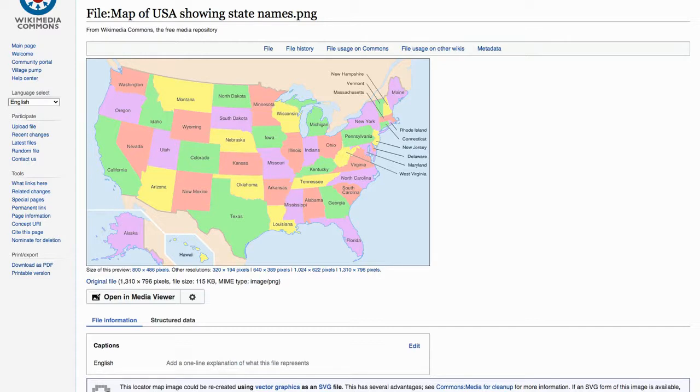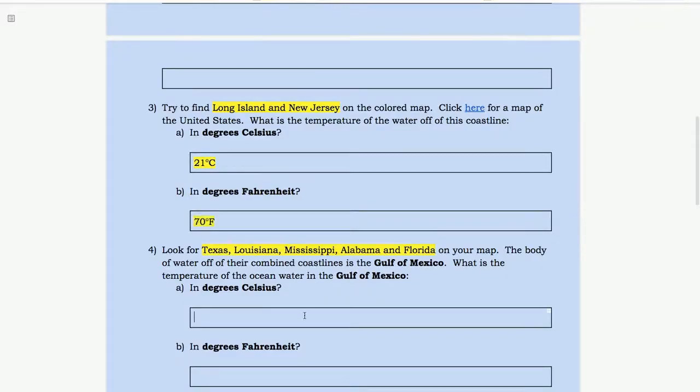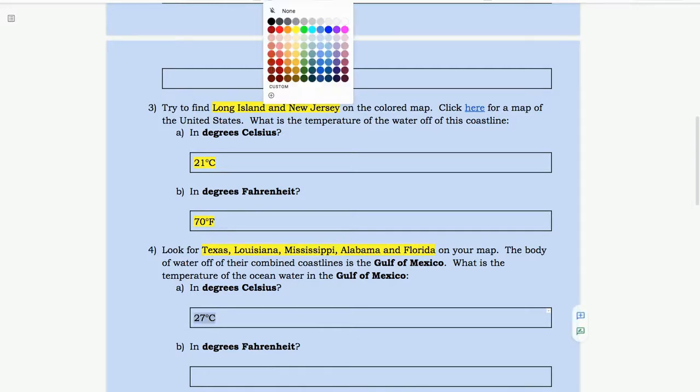And so then we can go to this map and look for the Gulf of Mexico on this map. So we can always find Florida. We can find that by looking for Florida. And this is 27 degrees Celsius. So then we'll type in 27 degrees Celsius, and then I'll highlight that so that it really stands out.